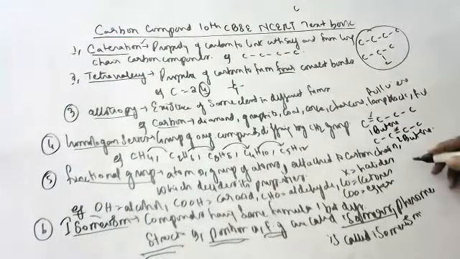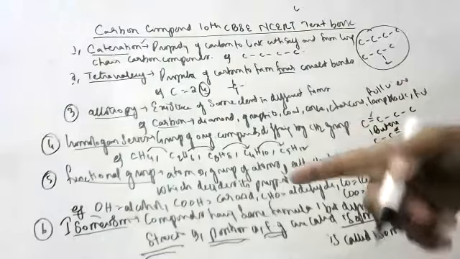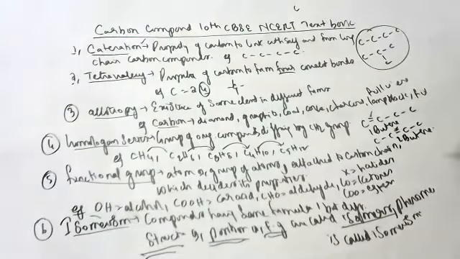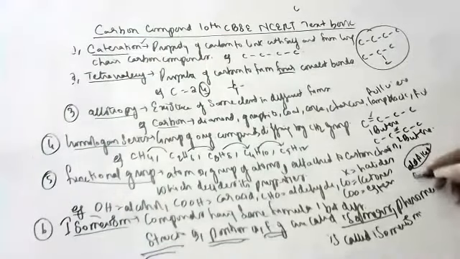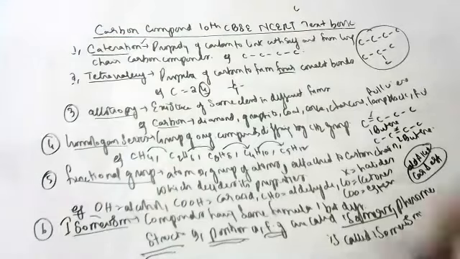Okay, suppose aldehydes and ketones are there, children. Aldehydes and ketones are functional isomers. Carboxylic acids and esters are functional isomers. Means their formulas will be the same, but their functional groups are different.